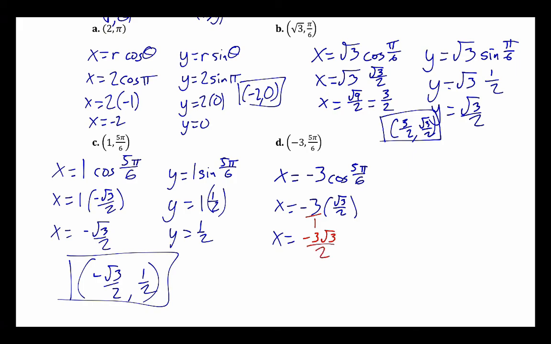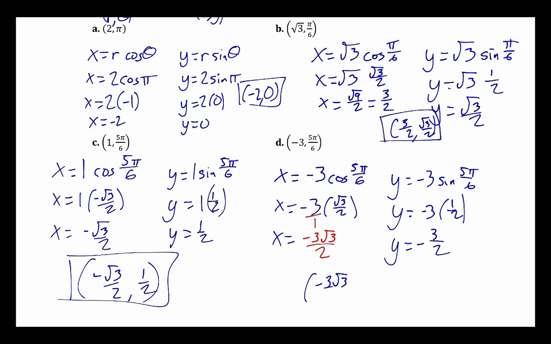The y coordinate, let me switch back to blue. We got y equals same r value, negative 3 times the sine of 5 pi over 6. So y equals negative 3 times, we got the sine of 5 pi over 6 earlier, it's 1/2. So we have y equals negative 3 over 2. So the x and y coordinates here, we got negative 3 root 3 over 2, comma, negative 3 over 2.